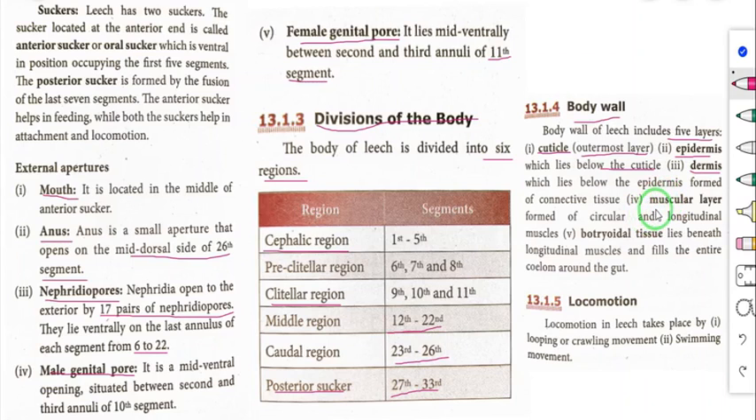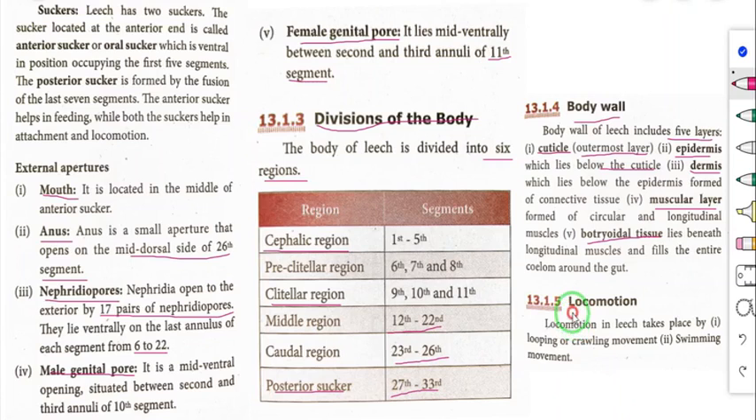Then the fourth layer is the muscular layer. Then the fifth one is botryoidal tissue. So what are the 5 layers? Cuticle layer, epidermis layer, dermis, muscular layer, botryoidal tissue. These 5 layers are present in the body of leech.